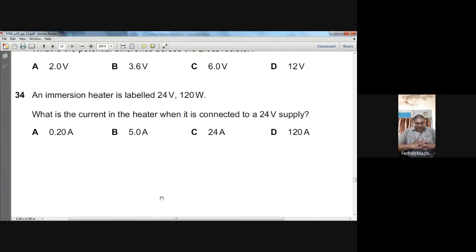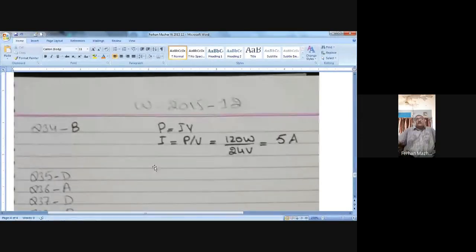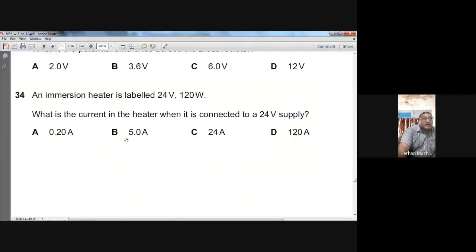We know the power, we know the voltage, the current is the question, very easy. You remember the formula, power is equal to IV. P equals IV. If I know the power and I know the voltage, I can calculate the value of I. Let me show you the calculation. On your screen, you see P is equal to IV, so I will be P divided by V. The power is 120 watt and the voltage is 24 volt. Divide them, you get 5 amp. So the answer is 5 amp. For 34, the option is B, 5 amp.